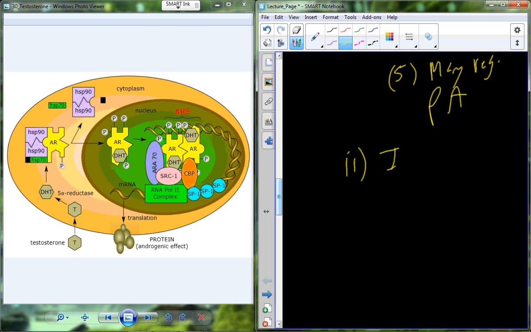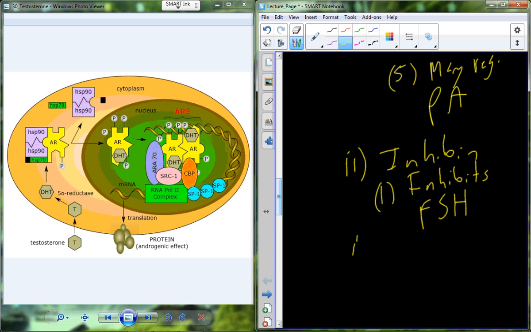Now, it shouldn't really surprise you that we also have inhibin that's produced here and does the exact same thing. As we saw from the ovaries, it's going to inhibit FSH secretion from the anterior pituitary.